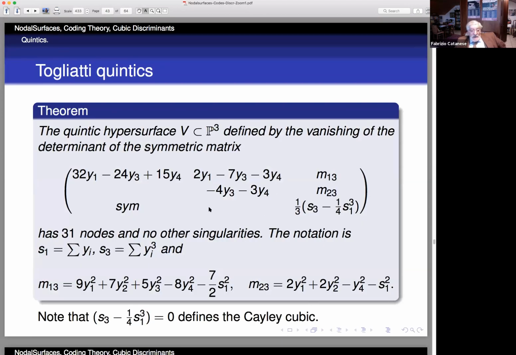And this is nice: we get a 3 by 3 matrix, where the entries here are linear forms. This is a cubic, these are quadrics. And this has exactly 31 nodes and no other singularities. Here, this cubic is the Cayley cubic. And anyhow, this is an explicit equation obtained by taking a cubic hypersurface in P5 and projecting from a line contained in it. So this is an explicit equation of Togliatti type.